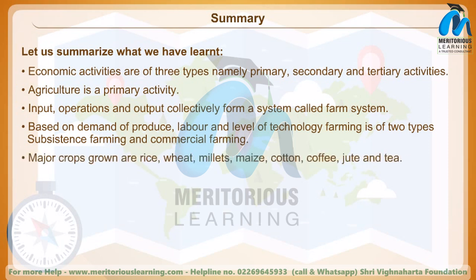Major crops grown are rice, wheat, millets, maize, cotton, coffee, jute and tea.